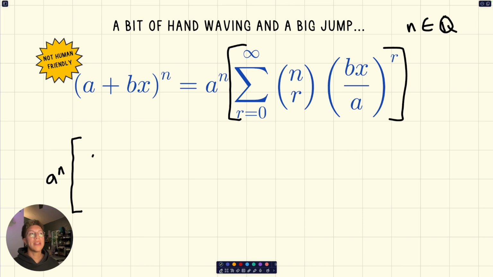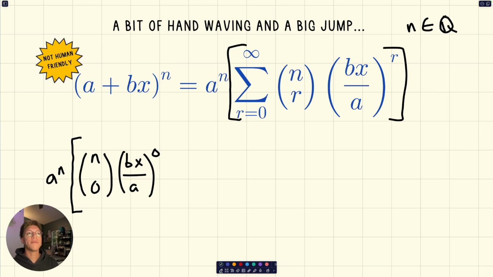So we're going to get n choose 0, like that. And then we're going to get bx over a, all raised to the r power, where r is 0, like that. And this is the very first term of our summation notation, if we put it in expanded form. And then we repeat this process.